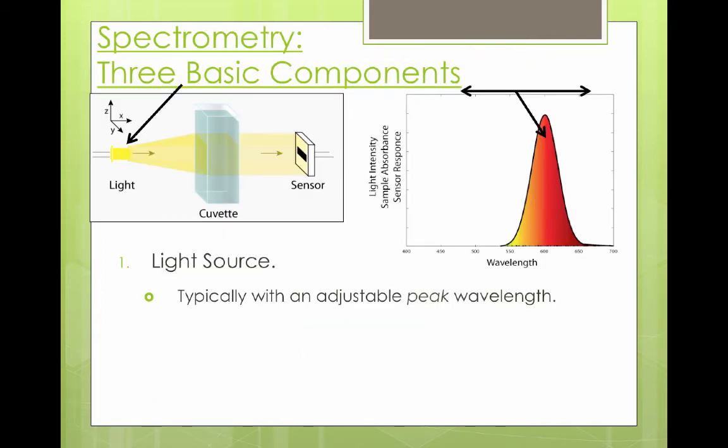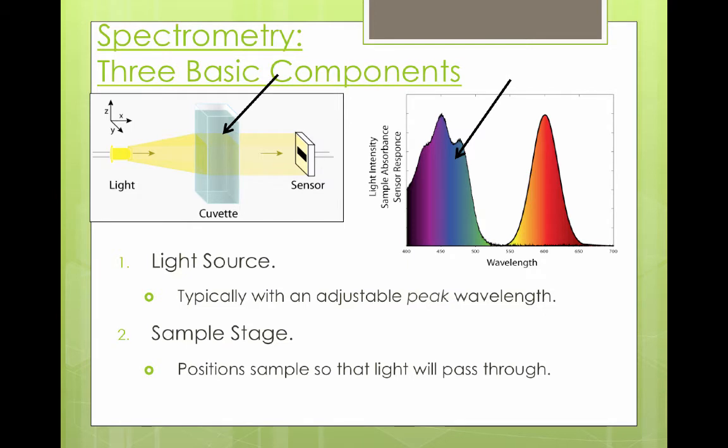So the basic idea of spectrometry, we need to worry about three different things. First, we need to worry about what the light source is. Typically we want this to be adjustable because we want our light source wavelength to match well with what's being absorbed by our sample. Then we have our sample, and we want to put that in our spectrophotometer such that the light will pass through our sample and into the sensor.